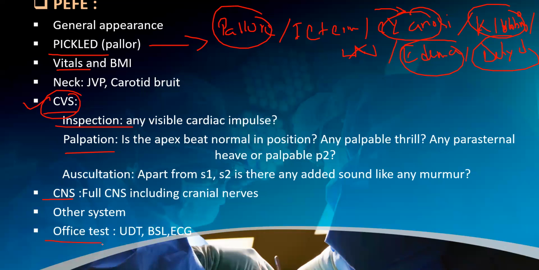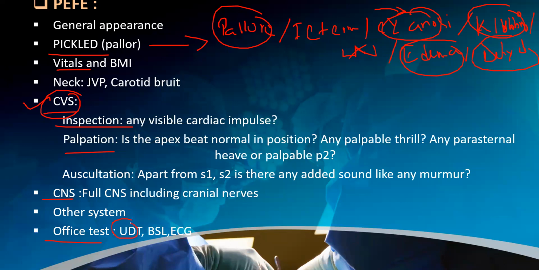And always we ask at the end, is there any office test available? What is an office test? Office test means the test which you can do at the bedside. For AMC, there are 4 or 5 office tests that usually you can ask. And it should be relevant also.